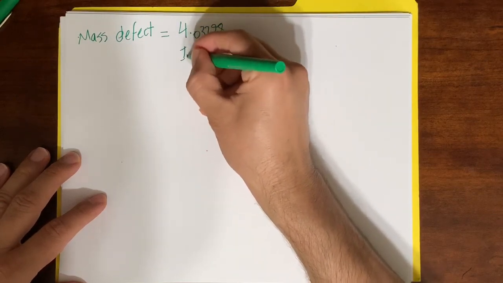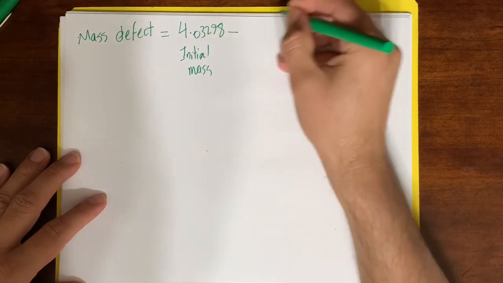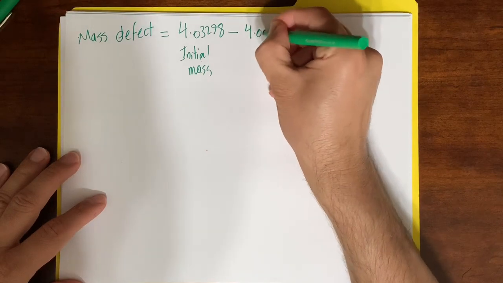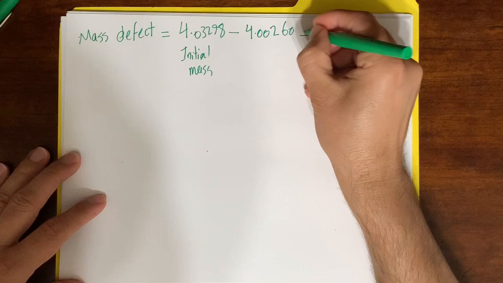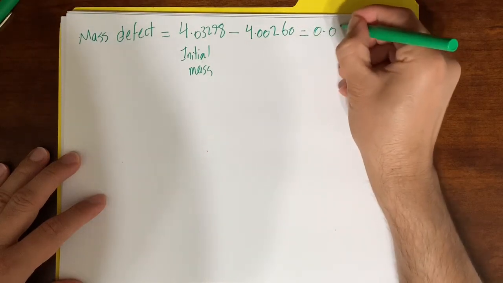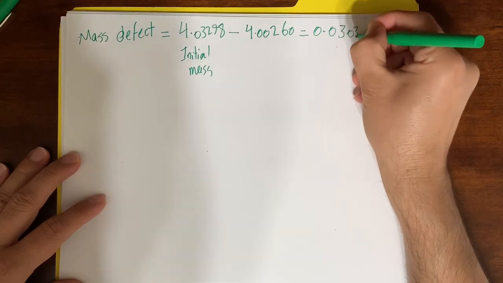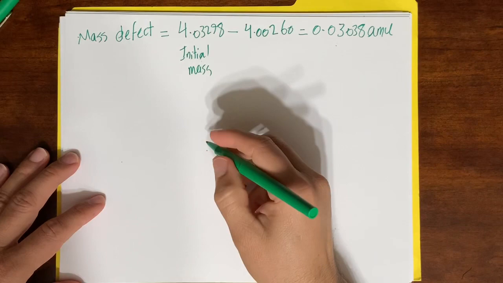This is the initial mass, and the leftover is 4.00260, and the answer is 0.03038 atomic mass unit.